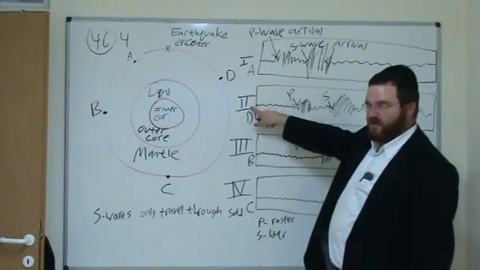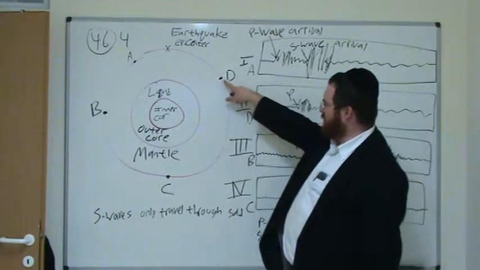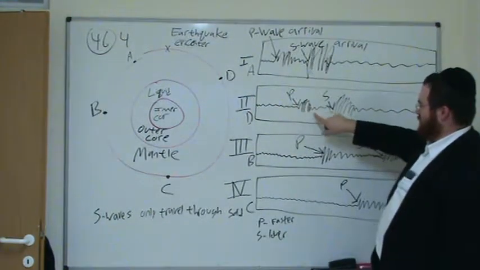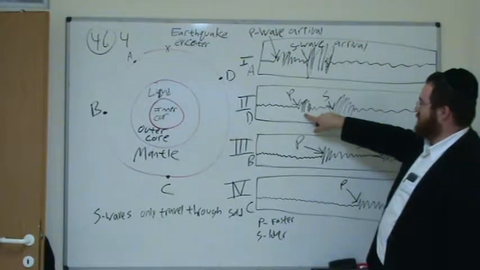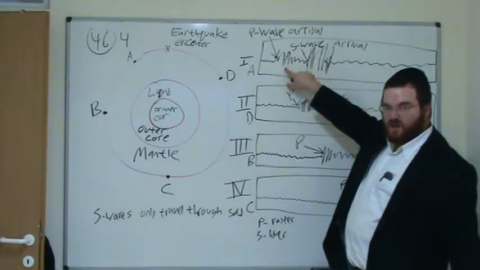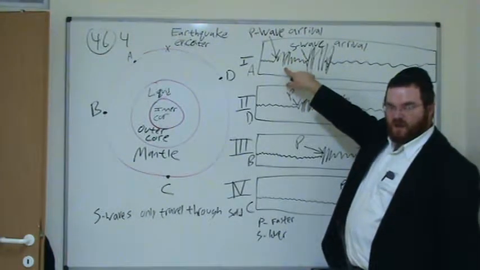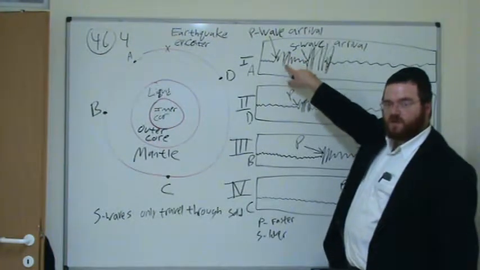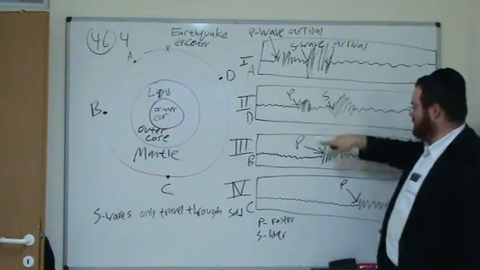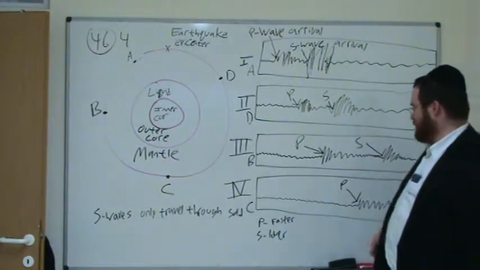The second diagram is D because it's a little further than A from the epicenter. So the P waves come a little bit earlier than the S waves. Let's say over here it's a time. We'll call this a distance of 1 time. And over here it's a distance of 2 times. Over here it's a distance of 5 times.